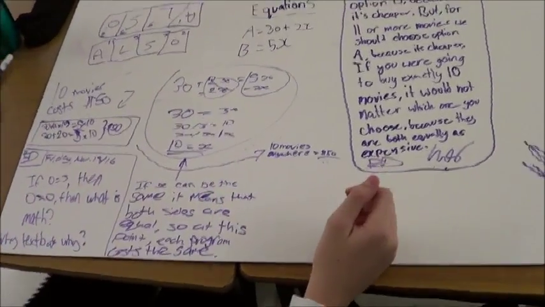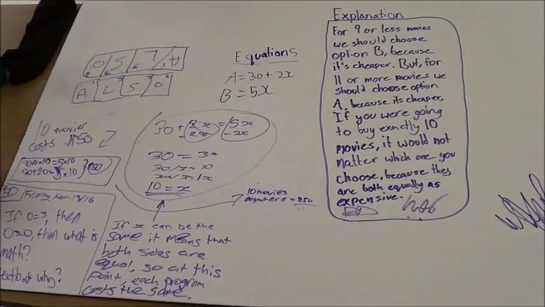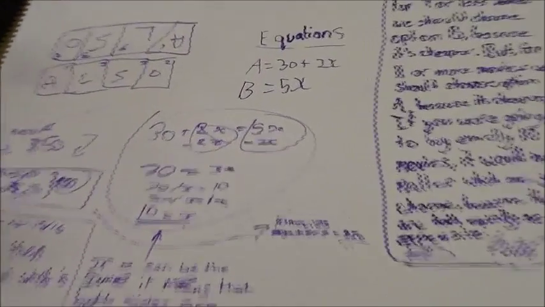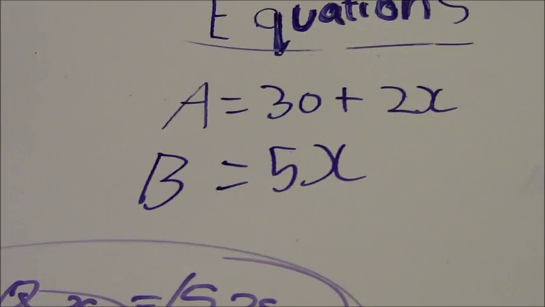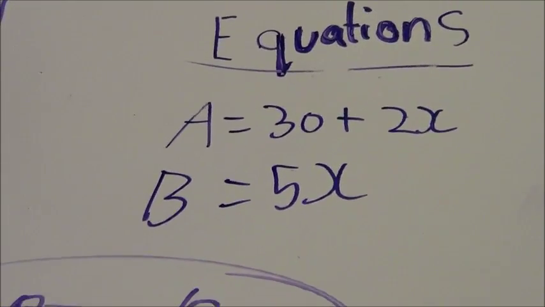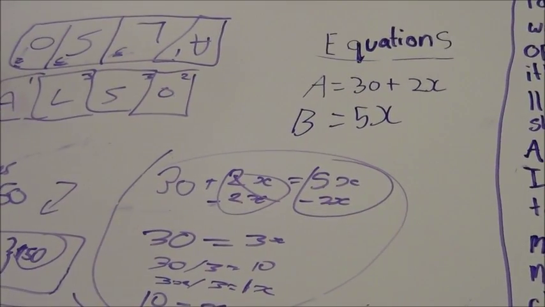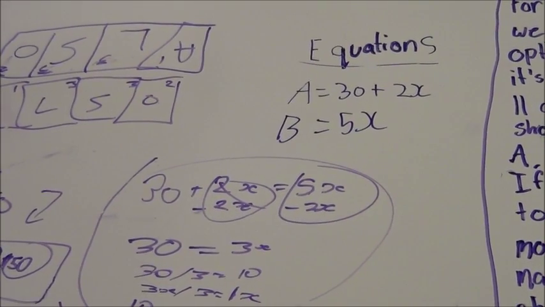So basically, we took the rates that we found on the board. A equals 30, a base fee of 30 plus 2x, which is $2 per movie. And B equals 5x, $5 per movie. And we put it into an equation. We know that 30 plus 2x equals 5x at some point. That means that the prices will be the same at some point.